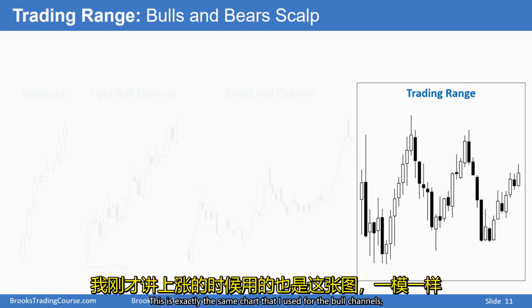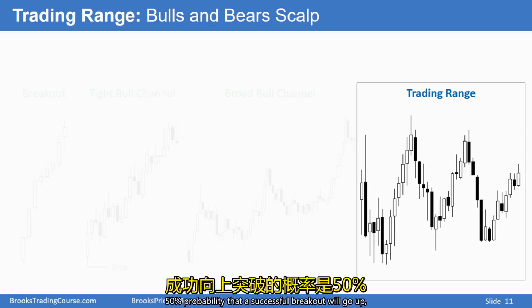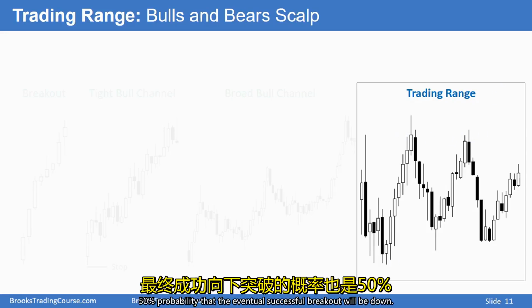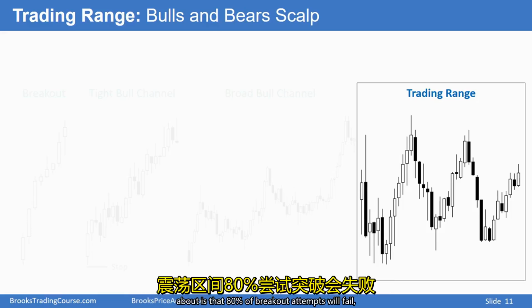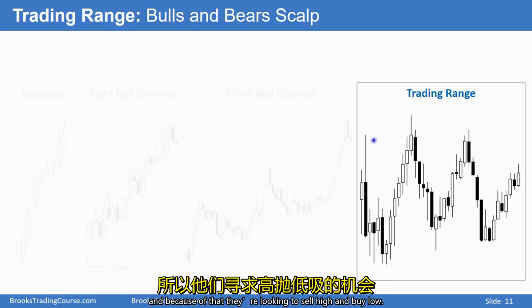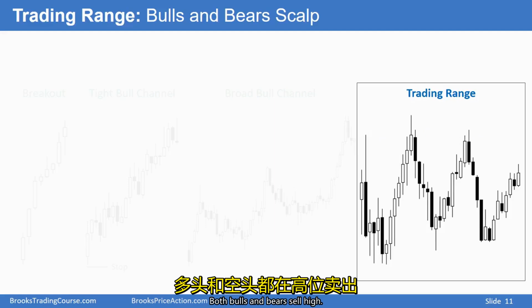Trading ranges. This is exactly the same chart that I use for the bull channels, and you trade it exactly the same. 50% probability that a successful breakout will go up, 50% probability that the eventual successful breakout will be down. The one thing that traders feel confident about is that 80% of breakout attempts will fail, and because of that, they're looking to sell high and buy low, and because they're not expecting the market to go very far, they scalp. Both bulls and bears sell high.